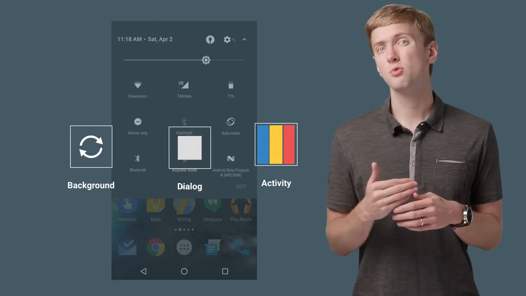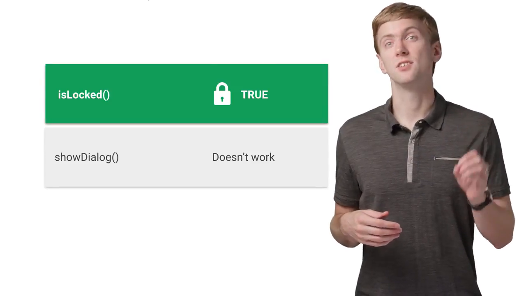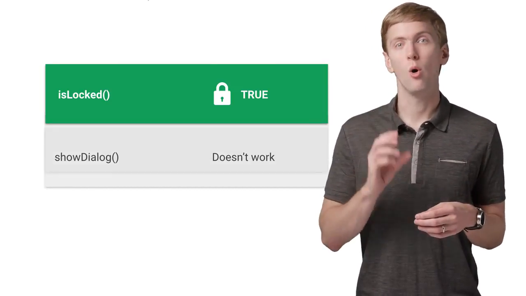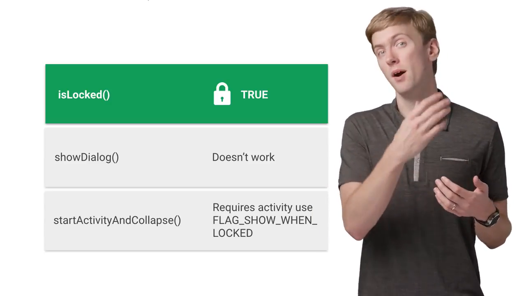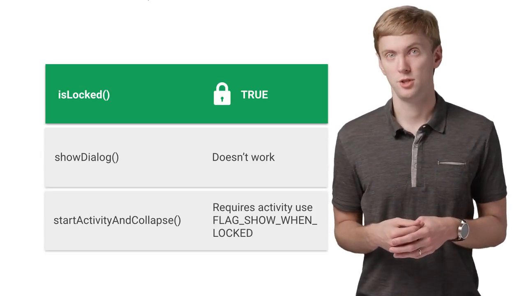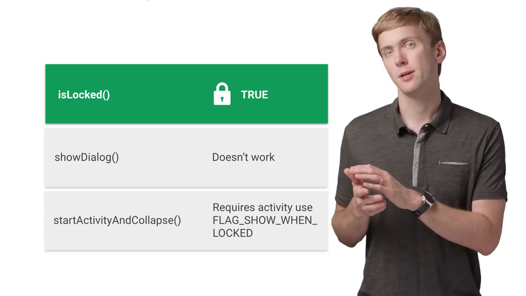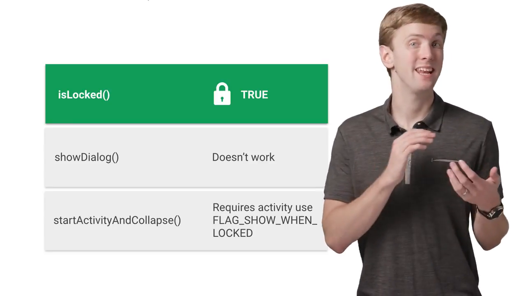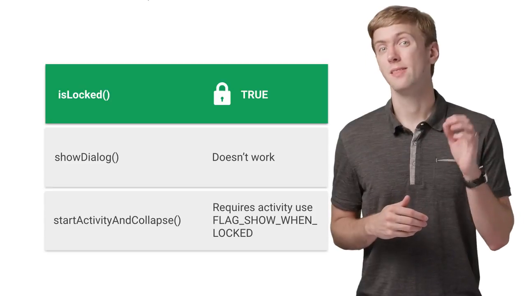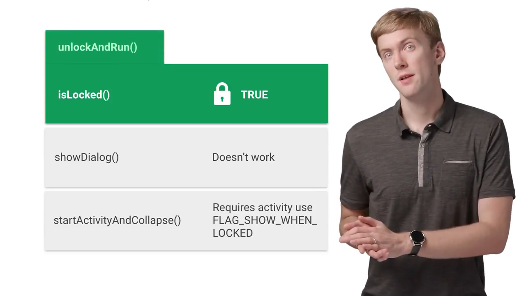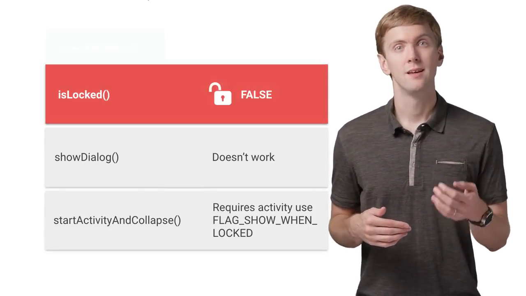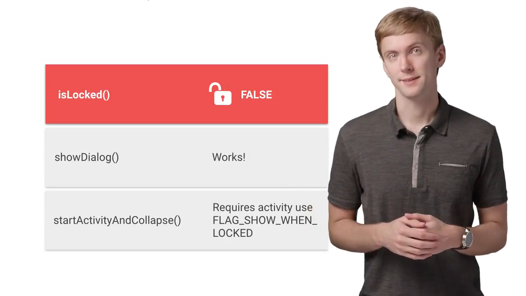Don't forget though, users will be able to access your tile even if the device is securely locked. If you have something sensitive, consider checking isSecure and modifying your behavior to only show non-sensitive information. If the quick settings panel is above the lock screen, isLocked will return true. In this state, you won't be able to use showDialog, and you'll have to make sure any activity you start uses FLAG_SHOW_WHEN_LOCKED to show above the lock screen. There is a convenience method, unlockAndRun, that will prompt the user to unlock their device if your click handling requires an unlocked device.